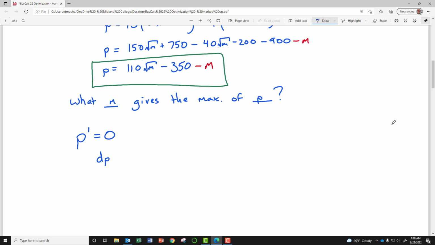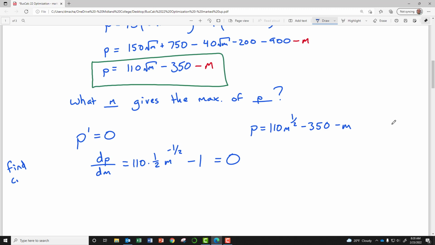So let's take the derivative of our profit with respect to advertising dollars, and notice that I can rewrite my profit equation like 110 times m to the 1/2 power, because the square root is just the 1/2 power. And now I can just use my power rule and write this is going to be 110 times 1/2 times m to the negative 1/2 power. When I have minus 350, that goes away in the derivative, because a derivative of a constant is just 0. And where I have minus m, that's just going to be minus 1. So this is my derivative function, and we're going to set that equal to 0 to find my critical points.